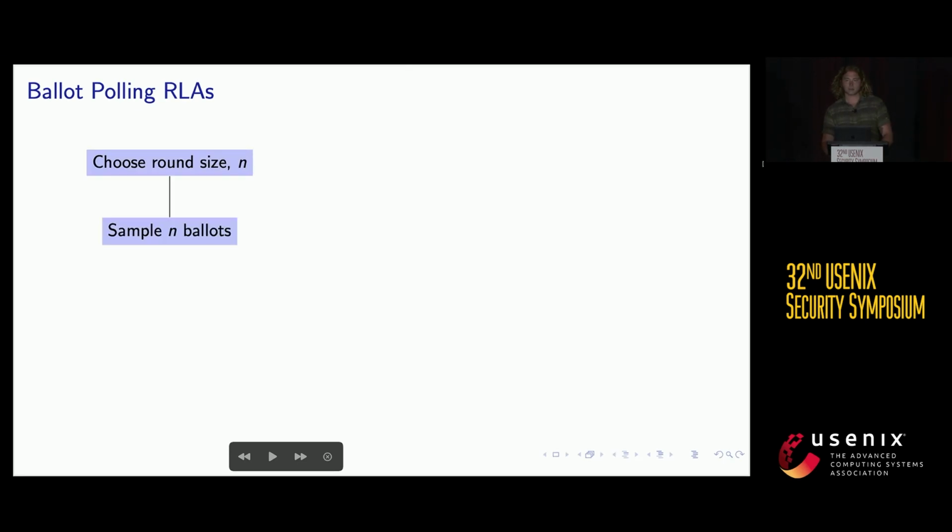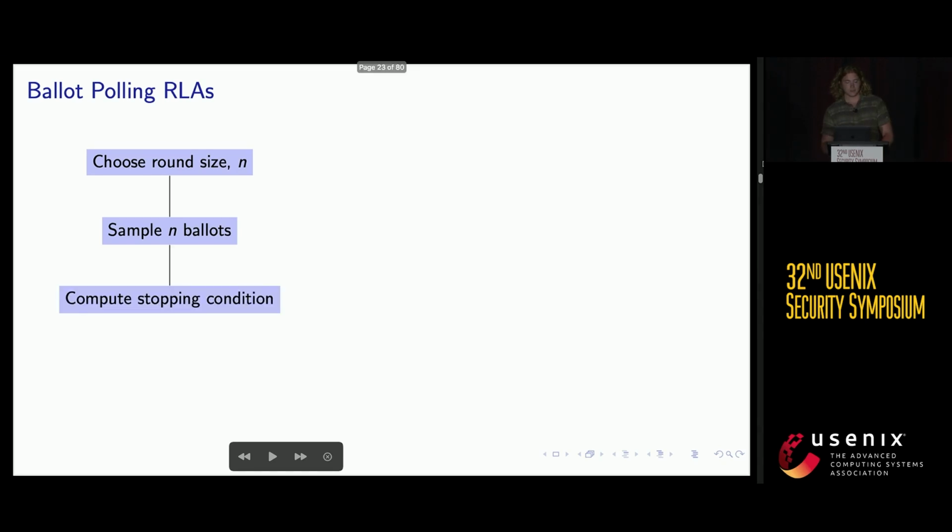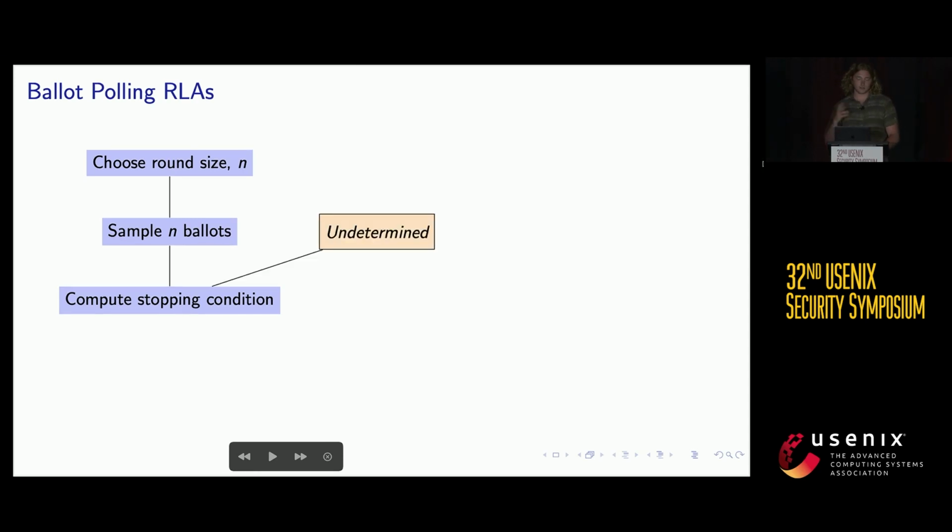You then sample those n ballots uniformly at random using a pseudorandom number generator, and then you manually interpret those ballots. Then you compute the stopping condition, which is a function of the manual interpretations. It outputs one of two things, either undetermined, which means you can proceed to another round, choosing another round size and then drawing more ballots.